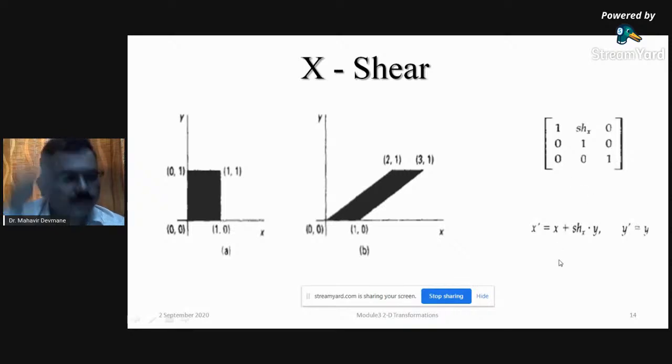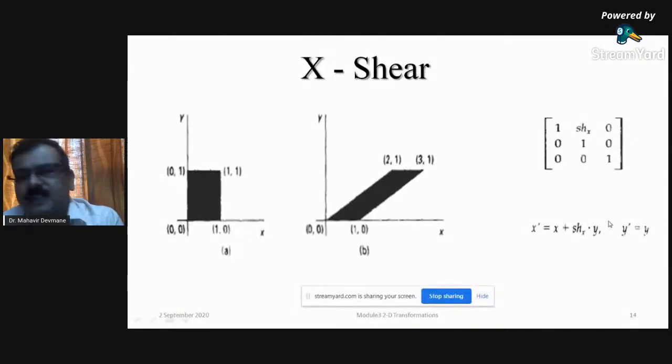Okay, so proportionate transformation will take place there, so that x dash will be equal to the previous value of x plus the shx into y. Why is the multiplication with y done? Because the upper portion is having more movement compared to the lower portion. So it depends on the y value, right? So x dash is equal to x plus shx, that is the shear in x direction, into the y value, and y dash will remain same. y dash is equal to y, right? This is for x shear.